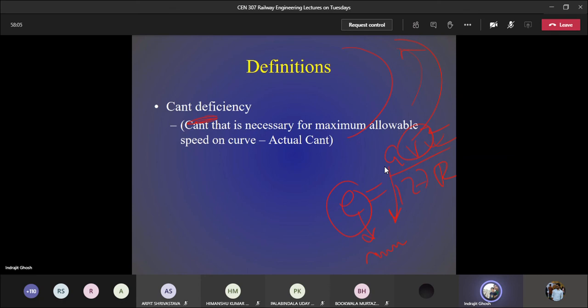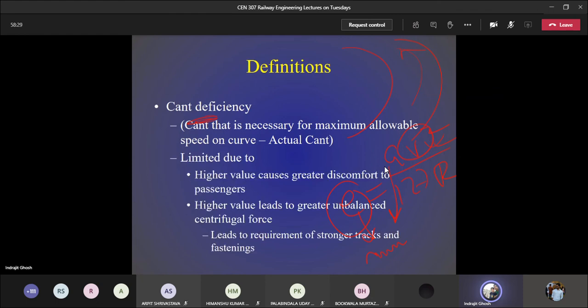What does it mean? The kind of food, kind of supplement you are taking, which is basically actual, is much less than the one which is essential for you to survive in such special cases. Okay, so we call it deficiency. So now cant deficiency, it is limited, as a higher value causes greater discomfort.